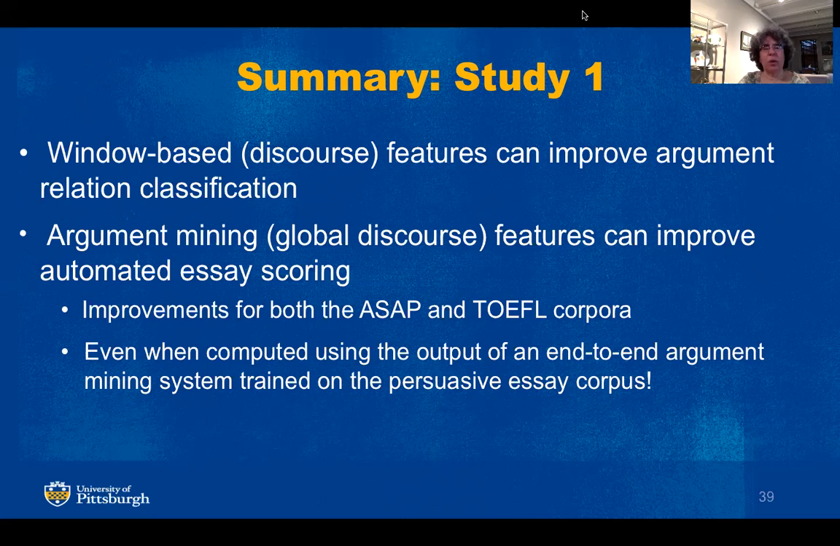And we saw this across multiple corpora and even in very challenging situations where we were using an end-to-end argument mining system, which was not the optimal performance that we would have seen if we used perfect input for each of the components. And even when the argument mining and essay scoring corpora annotations were totally disjoint and led to very different training and testing paradigms.